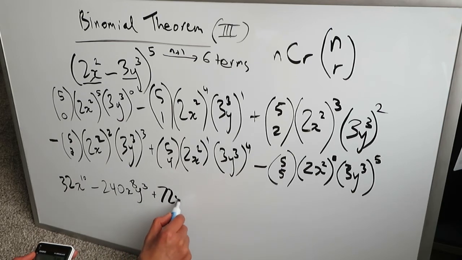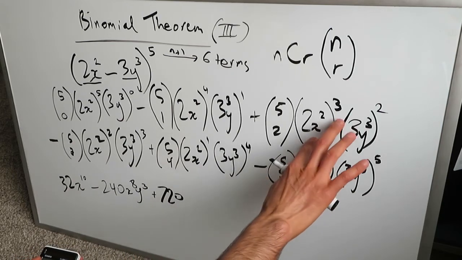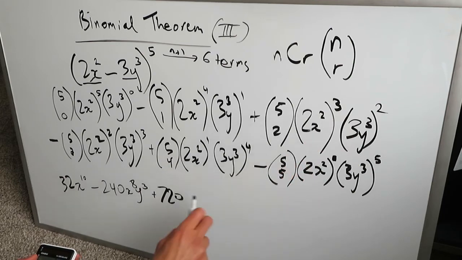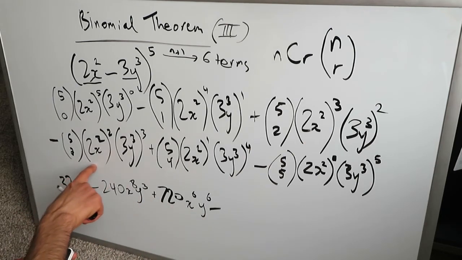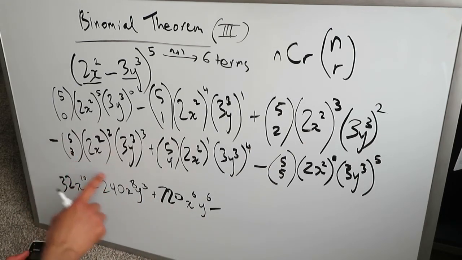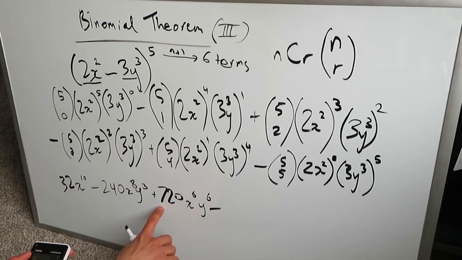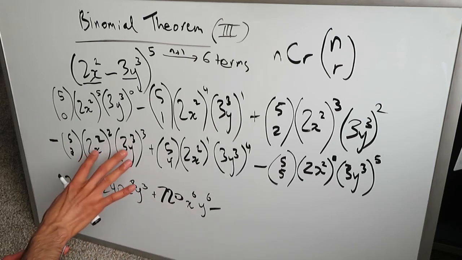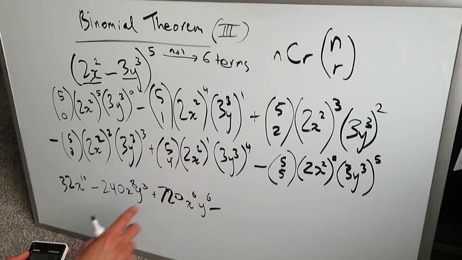I'm getting a 720 here as my coefficient. Let's solve the exponents. X squared to the power of 3 is x to the power of 6, and y cubed to the power of 2 is y to the power of 6. Let's put a minus because we're here. 5, 3 is going to give you exactly the same coefficient, except these values here will remove the similarity.